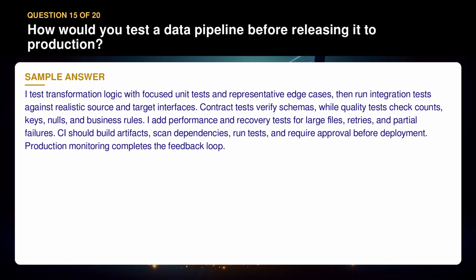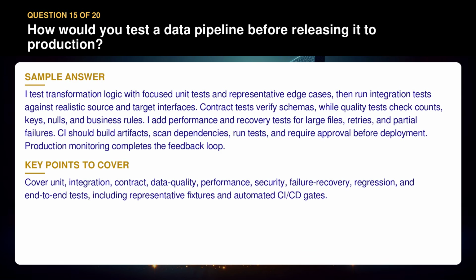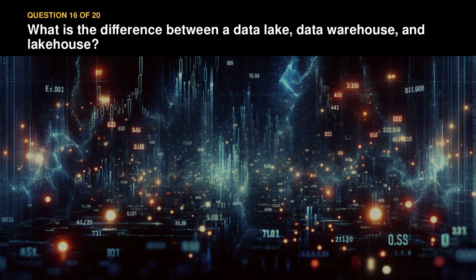CI/CD should build artifacts, scan dependencies, run tests, and require approval before deployment. Production monitoring completes the feedback loop. Cover unit, integration, contract, data quality, performance, security, failure recovery, regression, and end-to-end tests, including representative fixtures and automated CI/CD gates. Question 16. What is the difference between a data lake, data warehouse, and lakehouse?